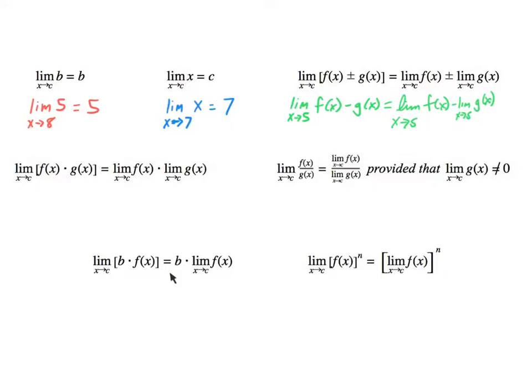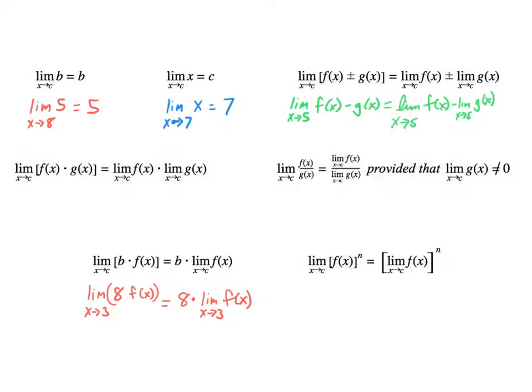Alrighty, so let's now talk about this one. This one is very similar to this one. Let me show you an example of it. If I take the limit as x approaches 3 of, say, not 8x, but 8 f of x. Okay? So let's say that's what we're taking the limit of. The answer, according to the rule, is going to be 8 out front times the limit as x approaches 3 of f of x. That's the rule.